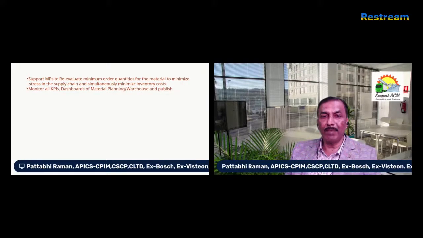Monitor all KPIs, dashboards of planning, warehouse, and publish weekly, monthly reports to management. I hope this is not a simple coordination function. Okay, so the first statement talks about inventory optimization. You should be very strong in deciding order quantity or order timing. All that should be very clear.